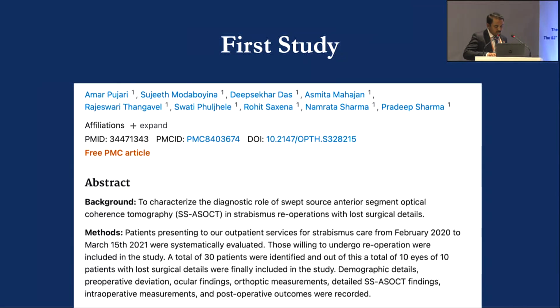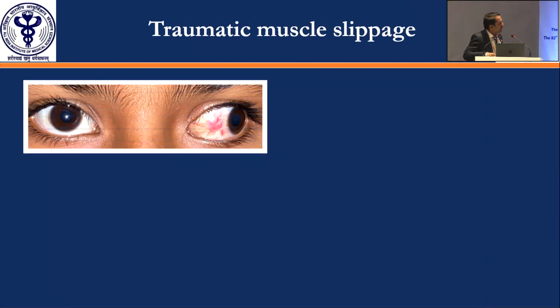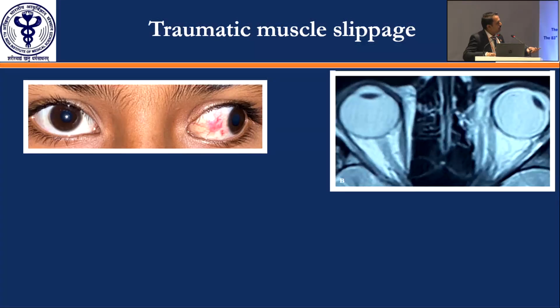This was the first paper, because in Indian scenarios we lose patients' data frequently. So I tested it in patients with lost details. We don't know which surgery had been done previously, whether they had ESO or EXO, and we found that AS-OCT is able to give the details, which could be 1 or 2 millimeters off here and there, but getting the information is important.